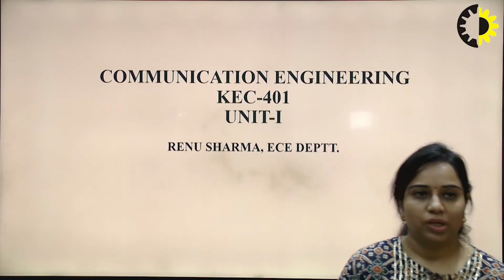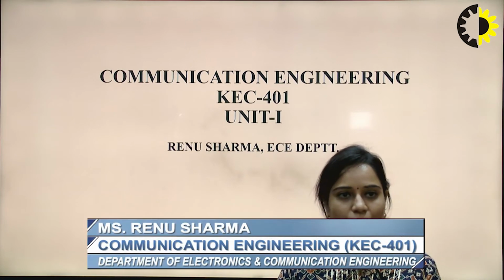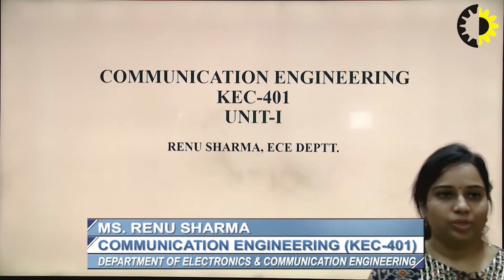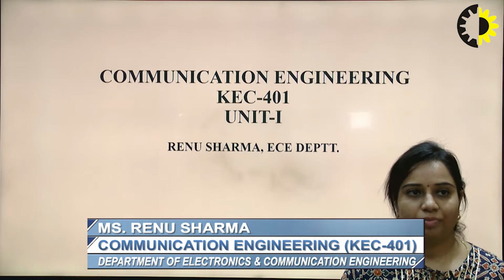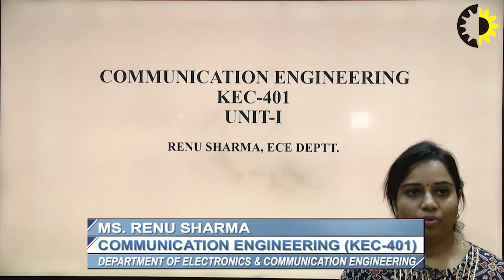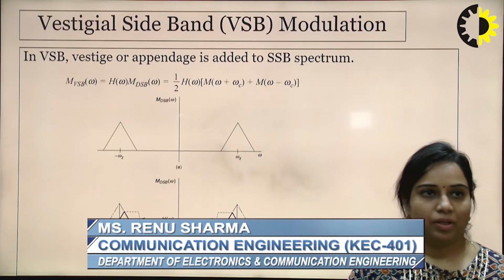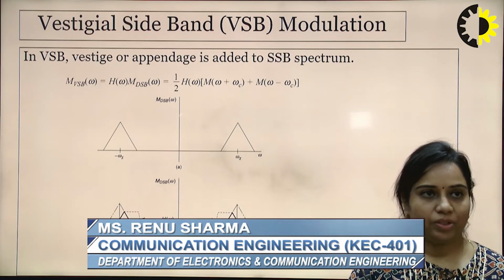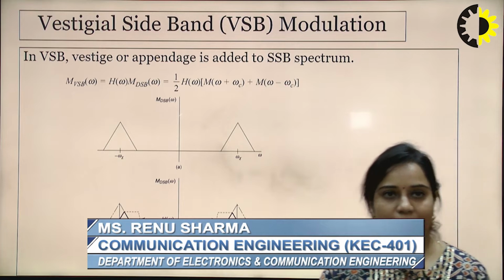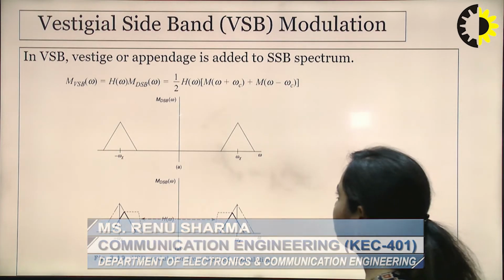Today I am going to start with the next part of Unit 1, that is related to radio transmitters and receivers, where we are going to study about different types of antennas that we are going to use for communication purpose. So before that, we are going to study another type of modulation technique, that is vestigial sideband modulation. In short, it is known as VSB.